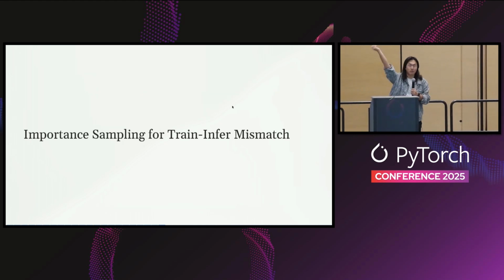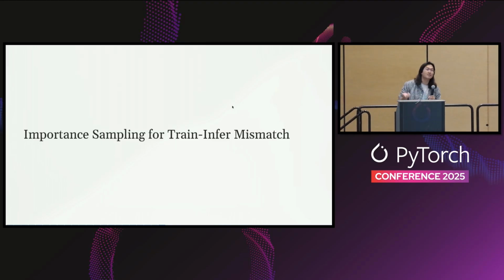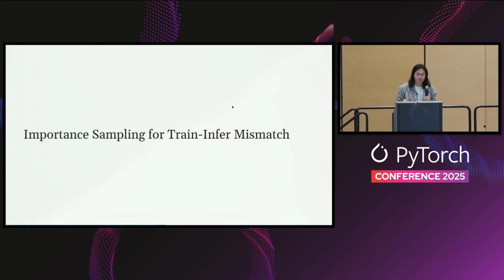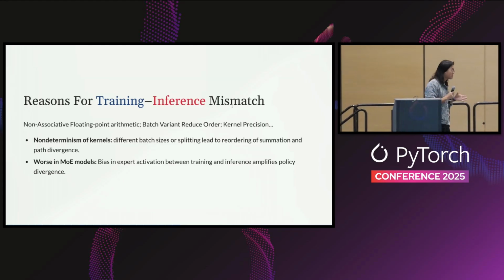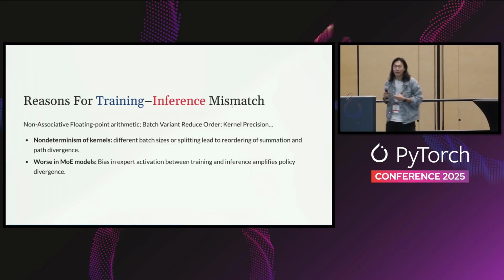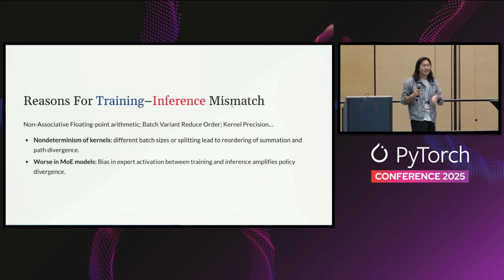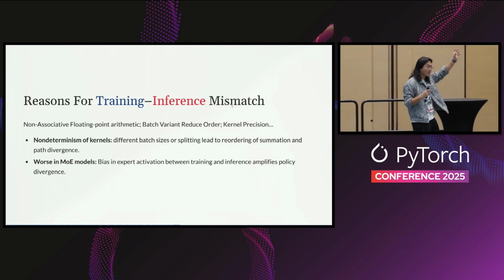And training-inference mismatch is causing a lot of jobs to fail these days, and we are using importance sampling to fix it. And after I describe what training-inference mismatch is, we can imagine what's the reason behind this. Well, yeah, ideally speaking, everything should be exactly the same, right? You have the same model parameters.